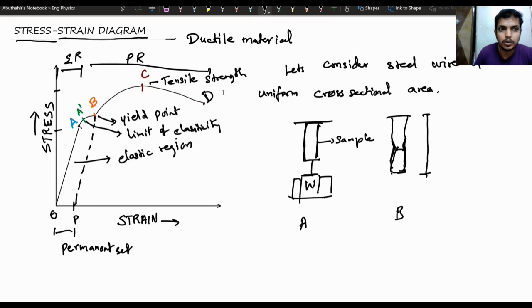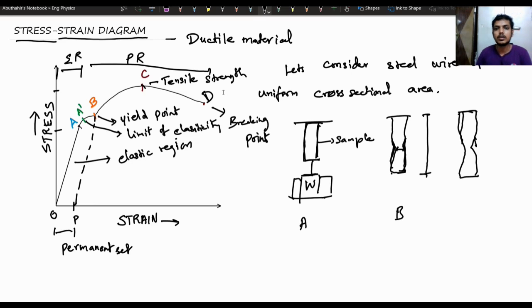Once the stress increases beyond that level C, a higher level of neck is created on the sample. So the neck will be more, and the sample is completely going to break. The strength will be reducing after this. After this maximum tensile strength, the material will go to the failure condition. This point D is the breaking point.